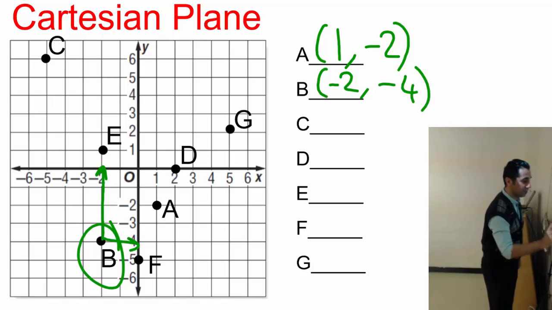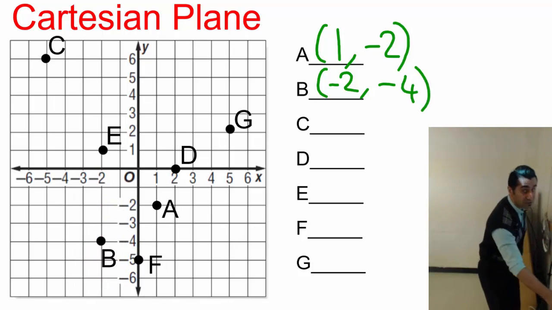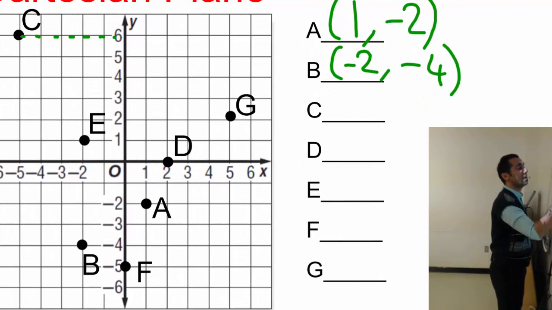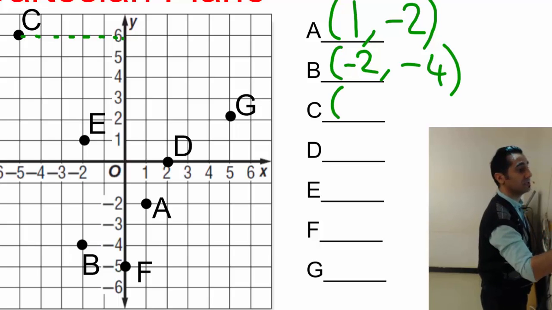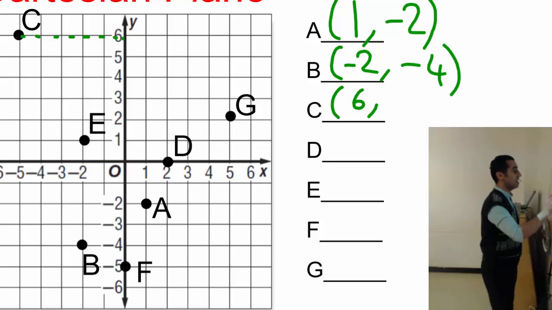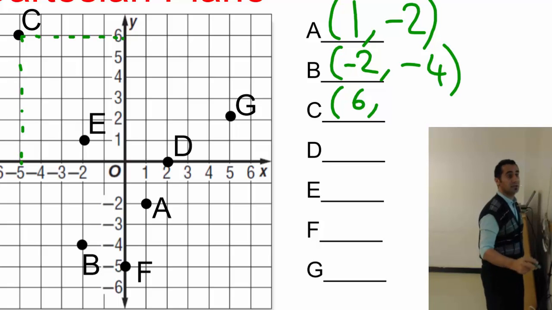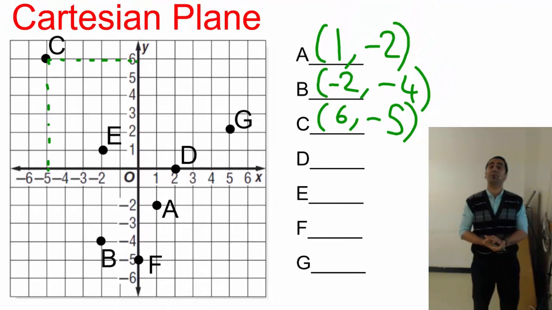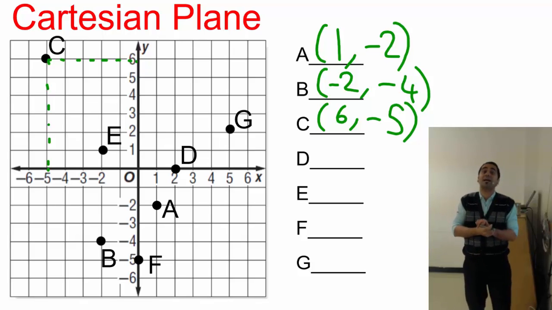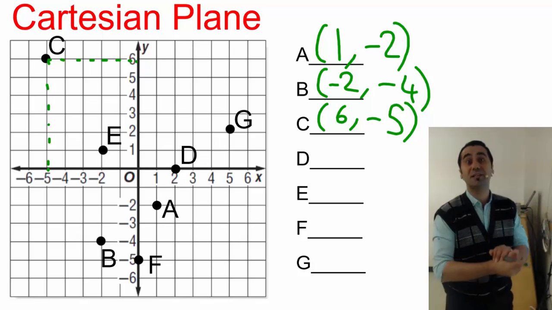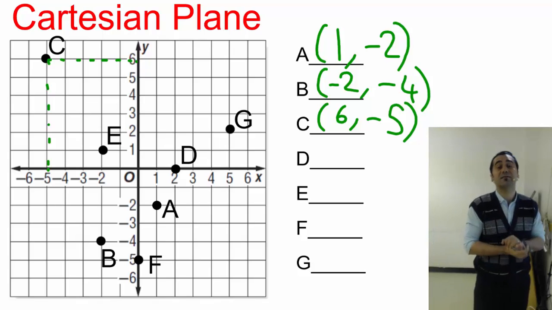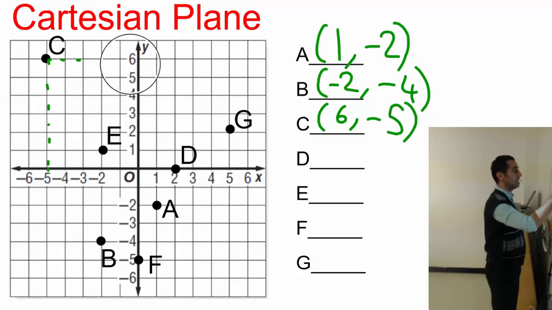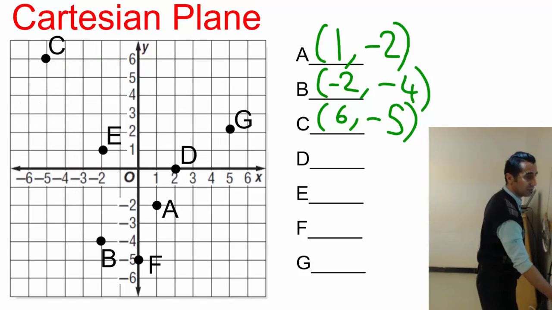Now let's do the same for C. And for C, I am about to make a mistake. And I'm going to write down, open the bracket, 6 first, and then write down negative 5 after. So this will be a mistake. Why? Because I did not start with the x-axis, x values first. X values are the one that goes from left to right.